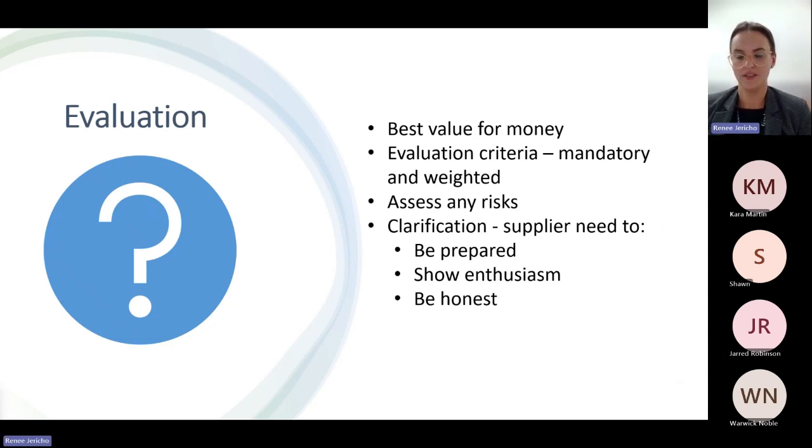The evaluation process also takes into consideration any risks associated with the supplier's offer. The evaluation panel might contact you to seek clarification on your offer, and it's important to be prepared by familiarising yourself with your own submission, show enthusiasm by being positive and open to exploring options, and be honest because we do our research.